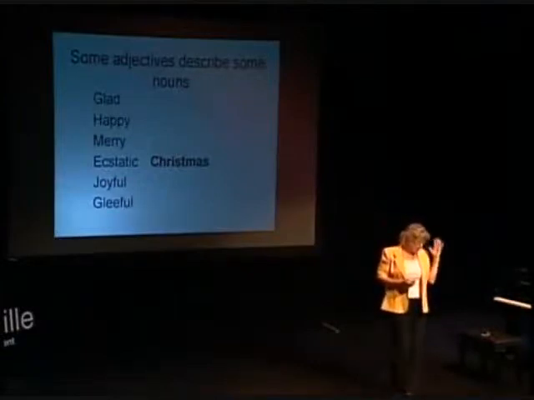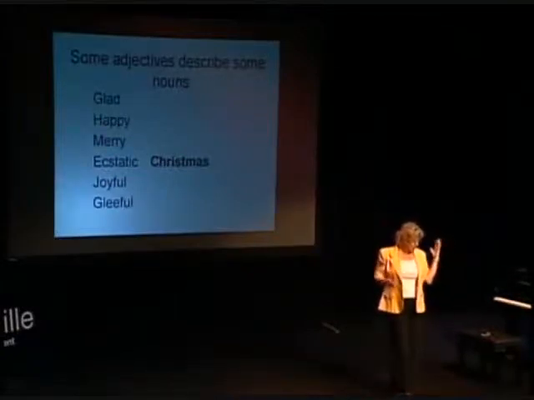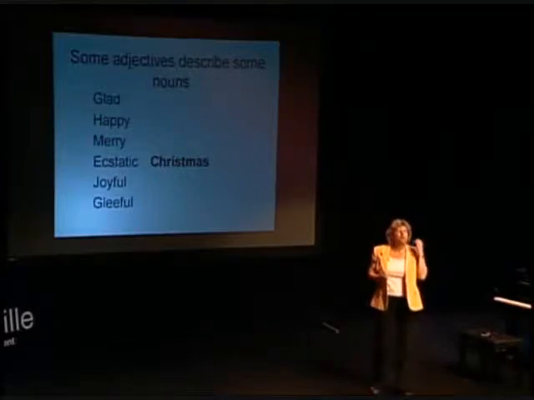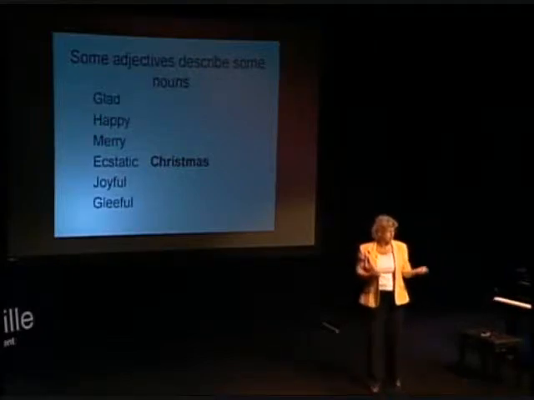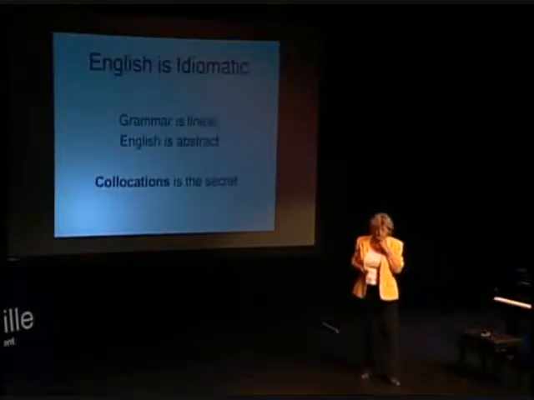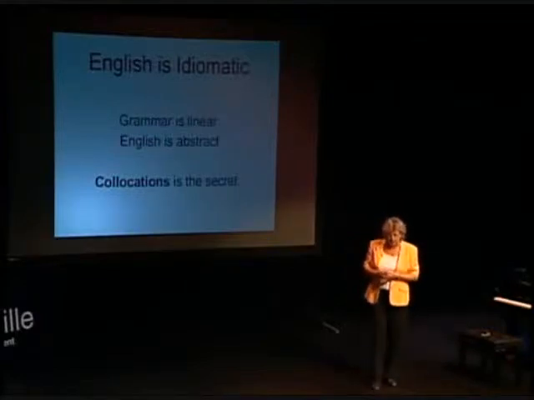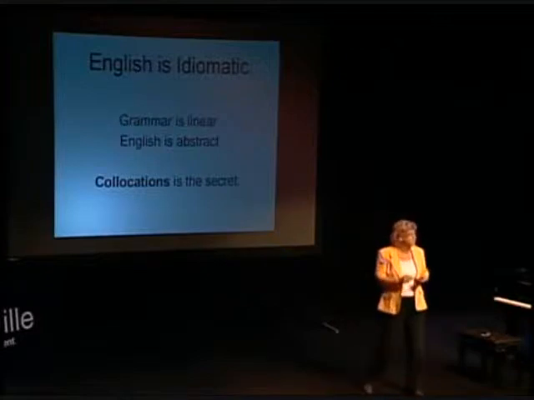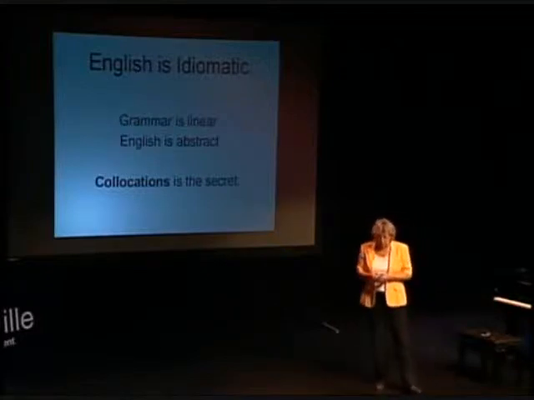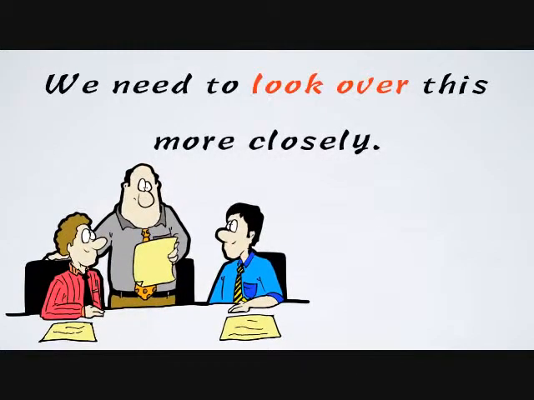So the 1.5 billion people can't understand us because we use so many expressions and they don't use any at all. So grammar is linear, English is abstract, it's an idiomatic language. Collocations is the secret to native speaking, not grammar at all. We need to look over this more closely.